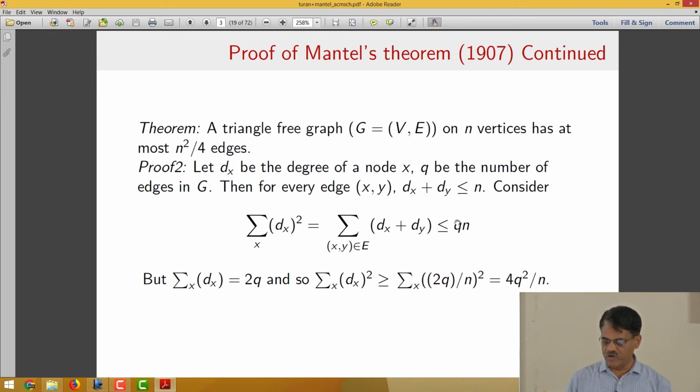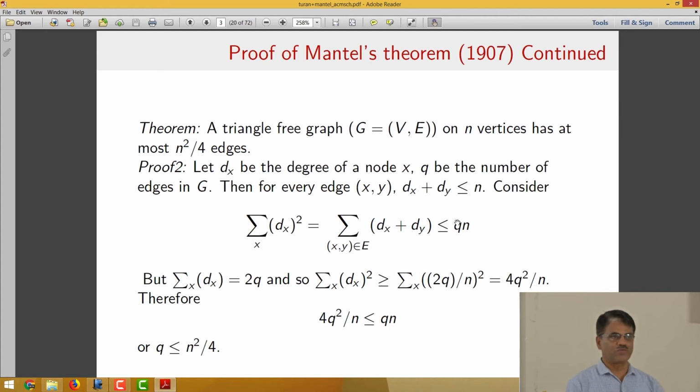We have an upper bound q n, you put them together and you get what you want. 4q squared by n is less than or equal to qn. So, q is less than or equal to n squared by 4. Right? Is it clear? 3-line proof really, right? There is nothing going on here. Simple result, just really 3 lines, but it is very cute. Somehow this concept of do the summation d_x squared, distribute it, add it over edge, use this inequality, use the lower bound, upper bound, done.